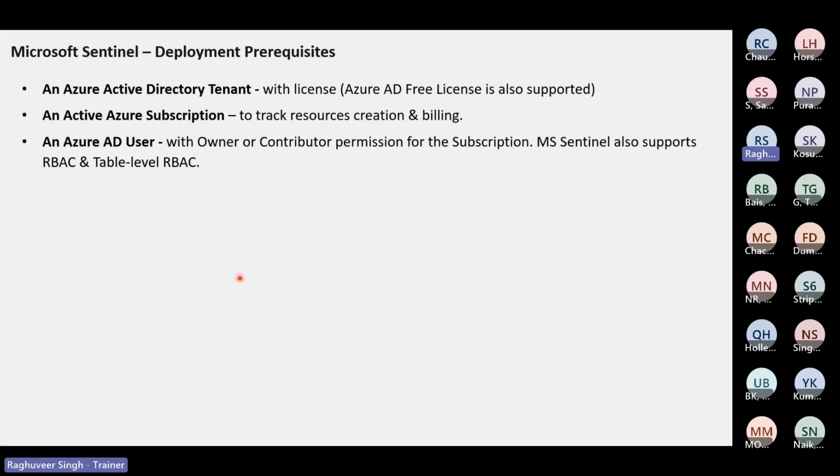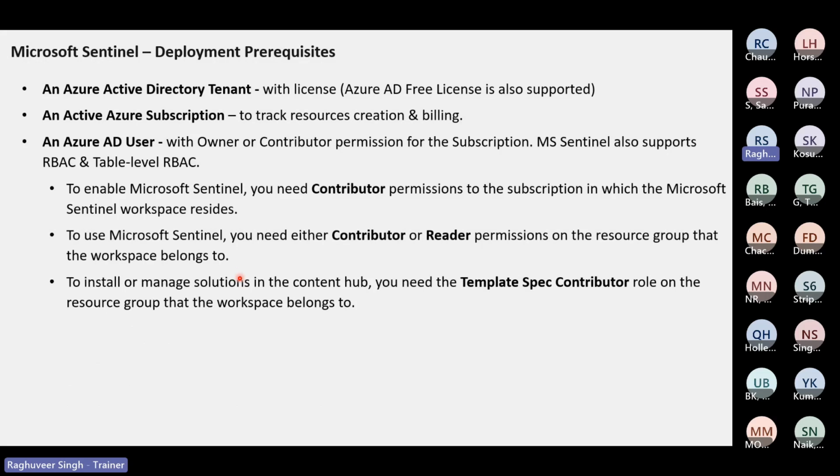And table level RBAC will also be useful in a case when, within your security monitoring team, you have different layers, different levels of engineers, and you don't want to expose everything to everyone. So you can use table level RBAC in that case also. Now, what exactly do you need? To enable Microsoft Sentinel, you need contributor permission to the subscription in which the Sentinel workspace resides. So wheresoever your workspace resides, in that subscription, you need contributor access to enable Sentinel.